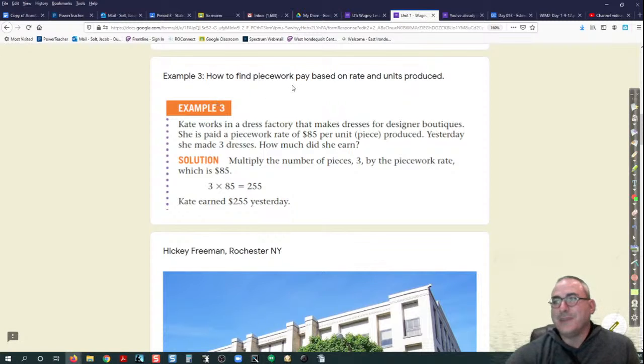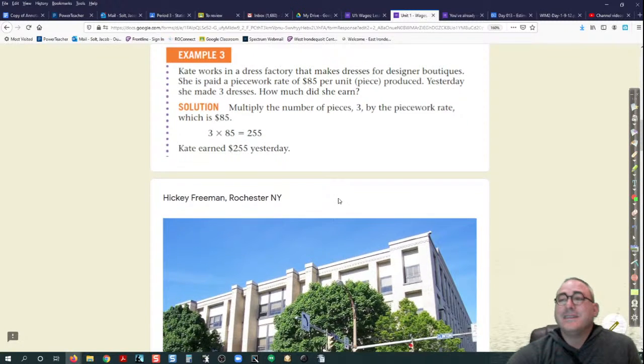Example 3, how to find piecework pay based on rate and units produced. Kate works in a dress factory and makes dresses for designer boutiques. She is paid a piecework rate of $85 per unit piece produced. Yesterday, she made 3 dresses. How much did she earn? All right, we're going to find out how much she earned using the piecework rate. Well, we're first going to multiply the number of pieces, 3, she made 3 dresses, by the piecework rate, which is $85. 3 times 85 is $255. Kate earned $255 yesterday. Fair enough? Simple? Yeah? These aren't too hard.